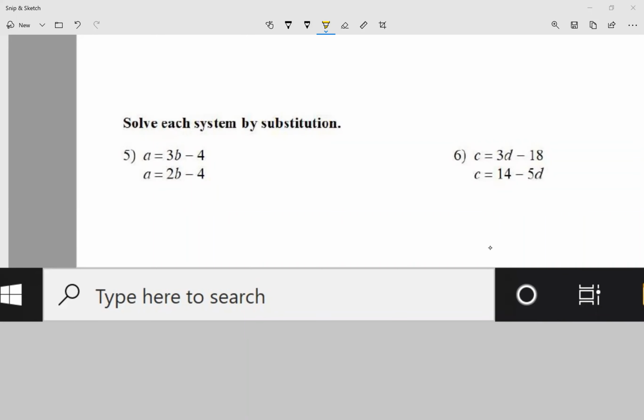Okay, so today we're going to be with questions 5 through 8. And I'm going to work solving for it by substitution. All right, so we're going to solve the variable. So I see two letters. I want to know the value of the two letters that make both statements true. So let's take a look.